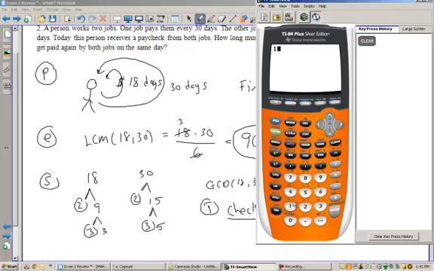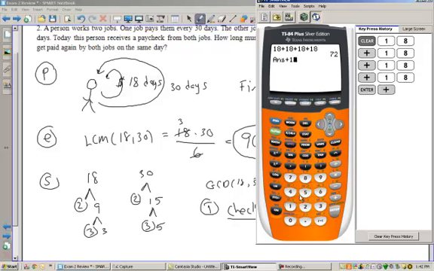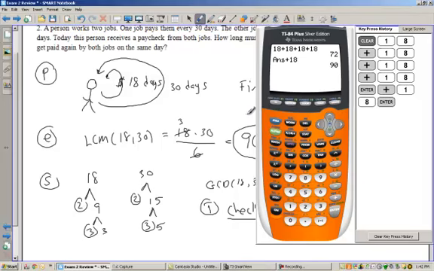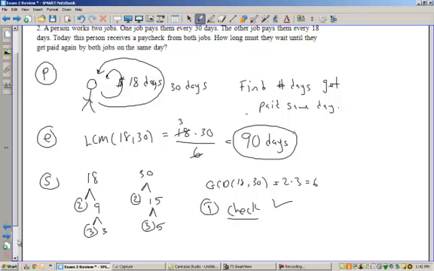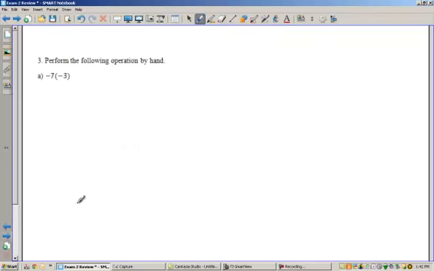All right, so let's see, 18 plus 18 plus 18 plus 18 gives me 72. Then plus one more 18 gives me 90. So it checks. All right, so check. So you have to wait 90 days until you get paid with both paychecks again.